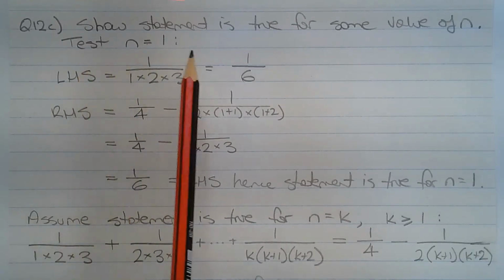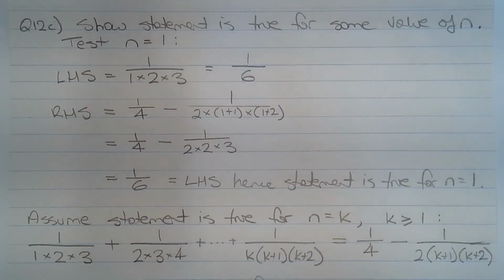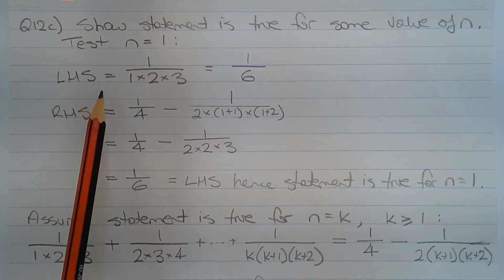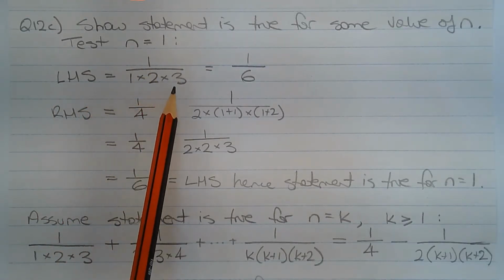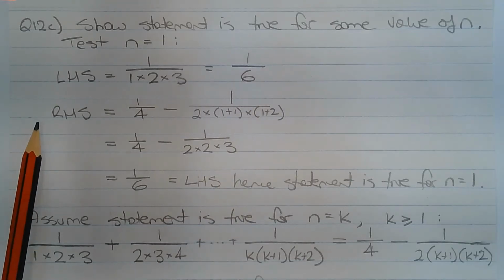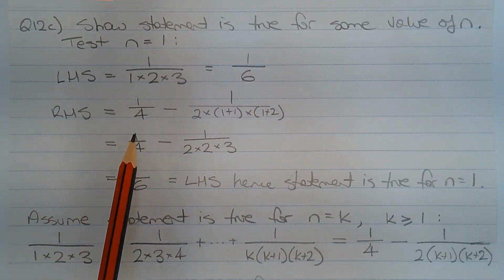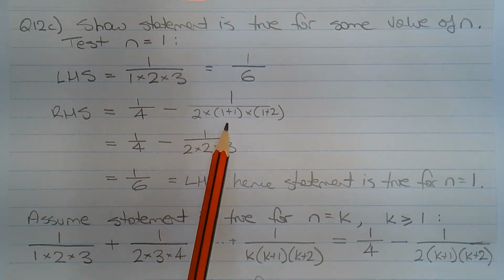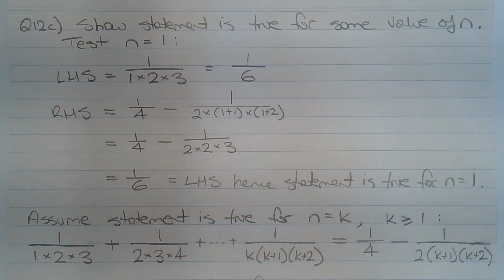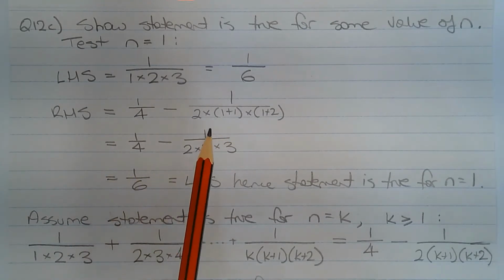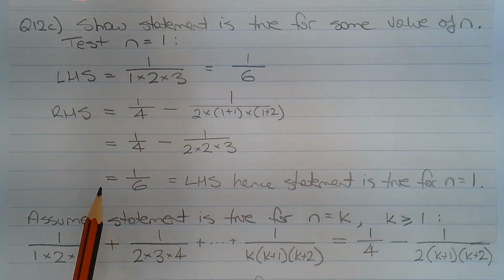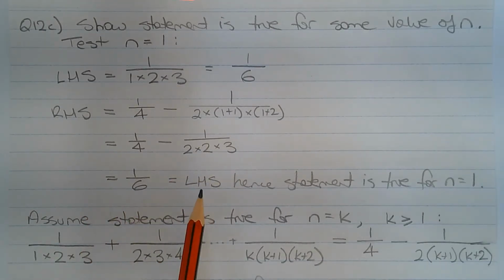The first step is to show the statement is true for some value of n. And the smallest value of n that we can test is n equals 1. So we substitute n equals 1 into the statement. Now the left-hand side of the statement is equal to 1 over 1 times 2 times 3, which equals 1 over 6. And the right-hand side of the statement is equal to 1 over 4 minus 1 over 2 times 1 plus 1 times 1 plus 2. And that equals 1 over 4 minus 1 over 2 times 3, which equals 1 over 6, which equals the left-hand side. Hence the statement is true for n equals 1.